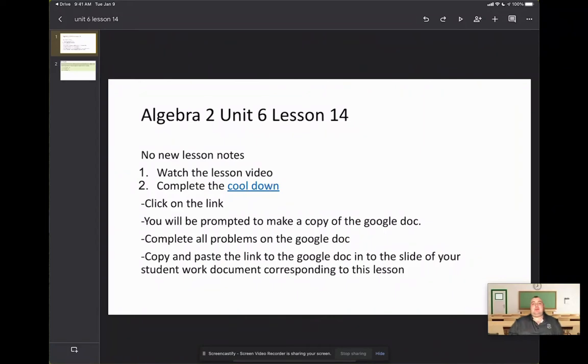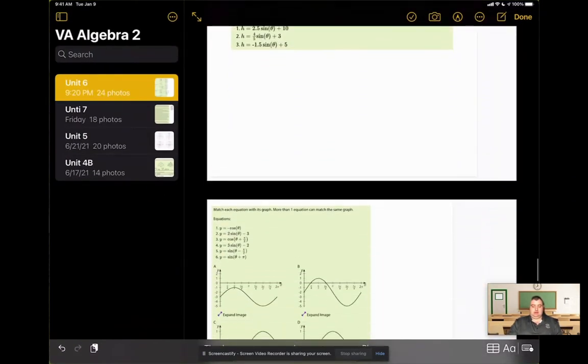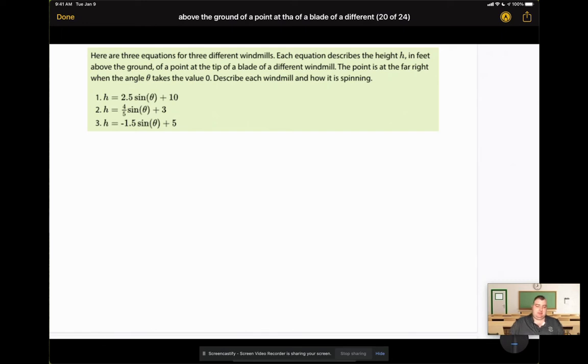All right, we are up to lesson 14 of Unit 6 now. Since there are no new lesson notes, let's go right into the examples. Basically, in this lesson, we're going to go the opposite of what we did yesterday. So here are three equations for three different windmills.